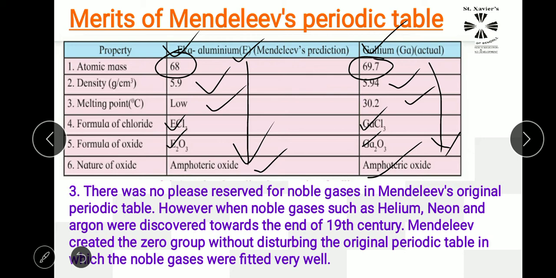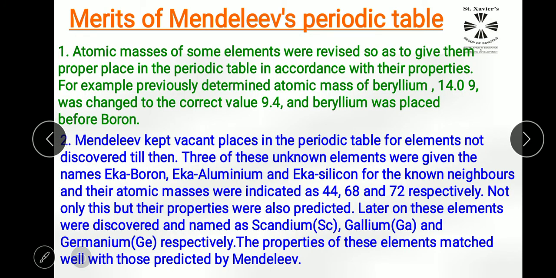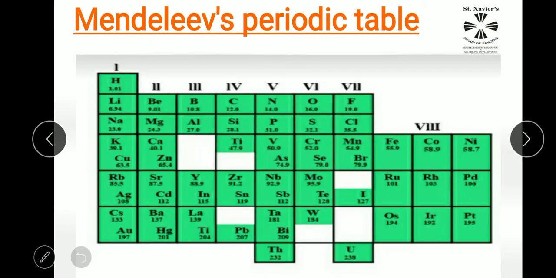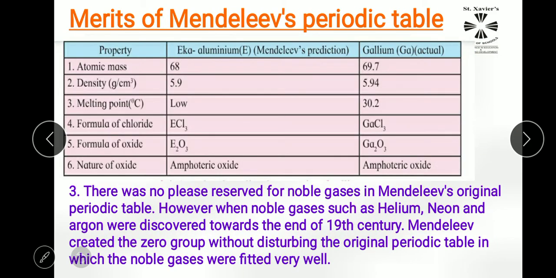For noble gases, he did not have any place in his periodic table. In Mendeleev's original periodic table, there was no place. However, when the noble gases such as helium, neon and argon were discovered toward the end of the 19th century, students, just imagine, he did all his work earlier, and approximately 50 to 60 years later, when they were discovered at the end of the 19th century, Mendeleev created the zero group without disturbing the original periodic table, in which the noble gases fitted very well.